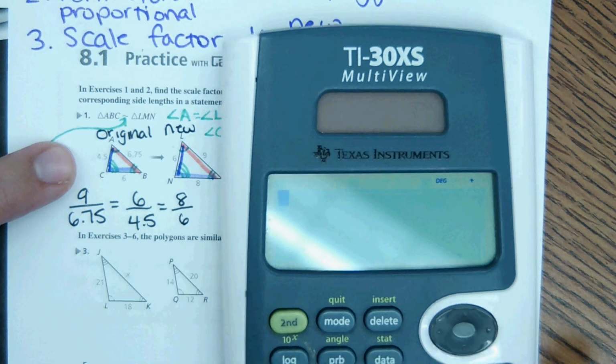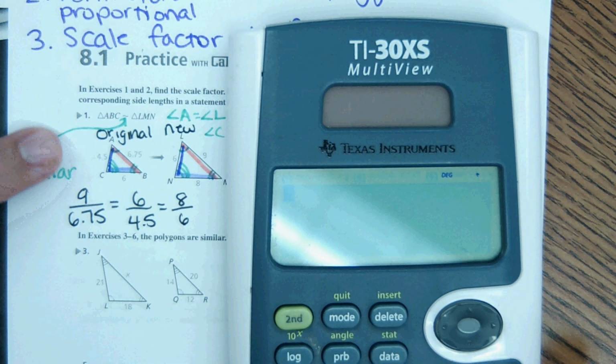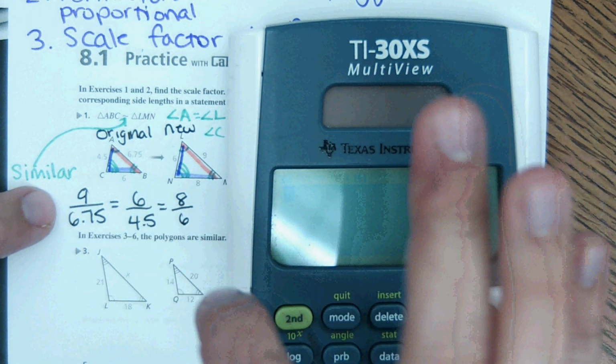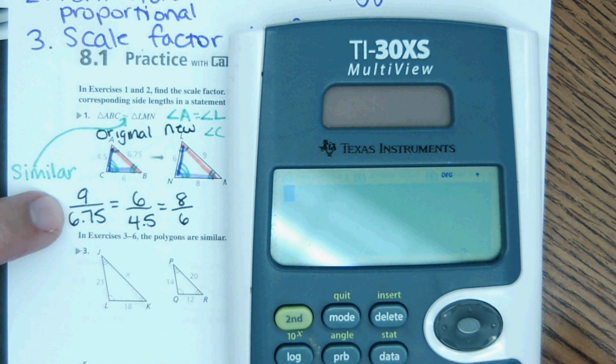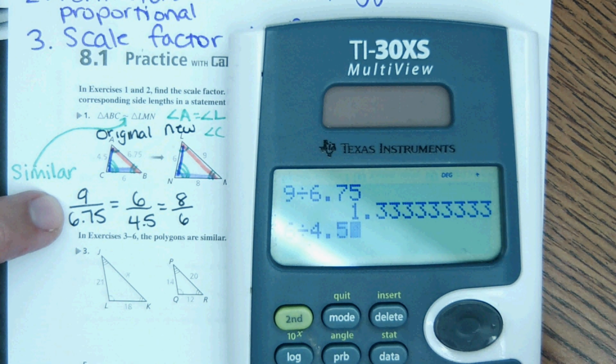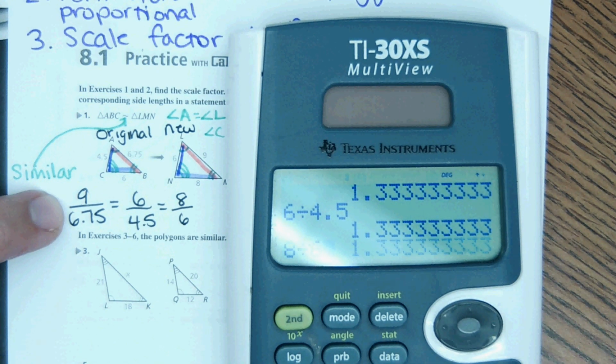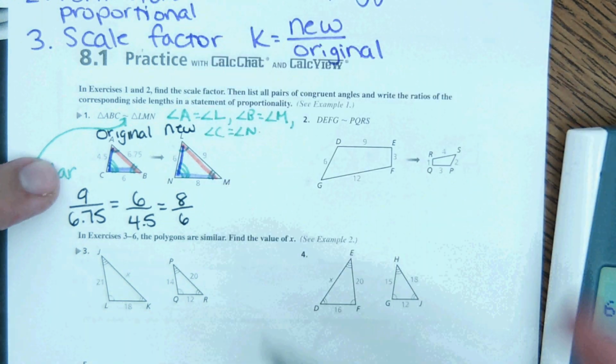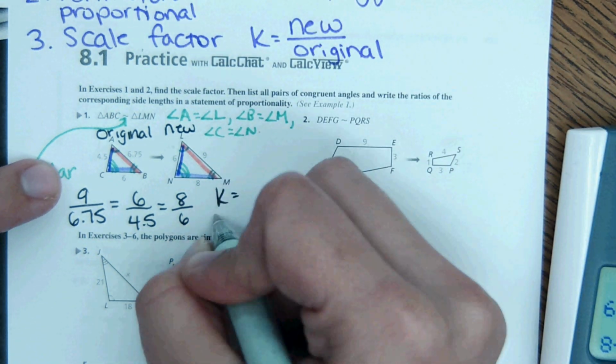For some of the problems that you might see with this, it'll just ask you to verify if they're similar. If these shapes are similar, then all these ratios will be the same. So you'll be able to do 9 divided by 6.75, 6 divided by 4.5, and 8 divided by 6, and you should get the same answer every time. That means that they are similar because everything's proportional. This is also the scale factor.